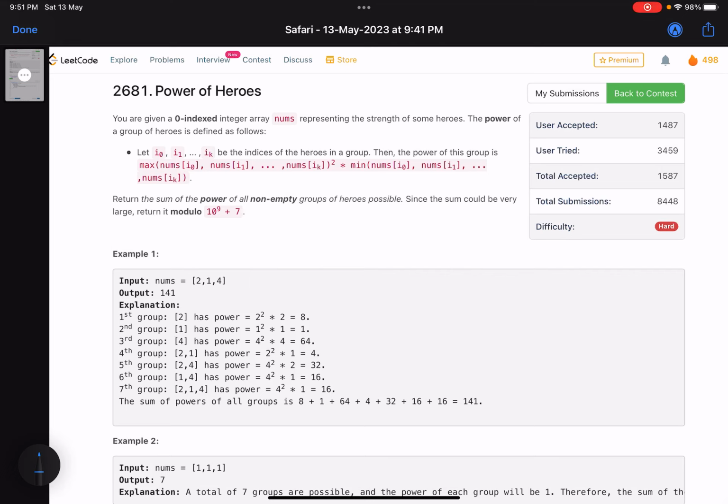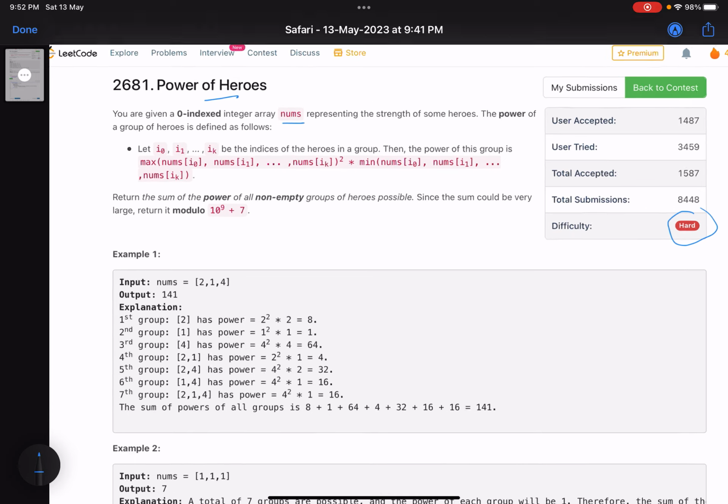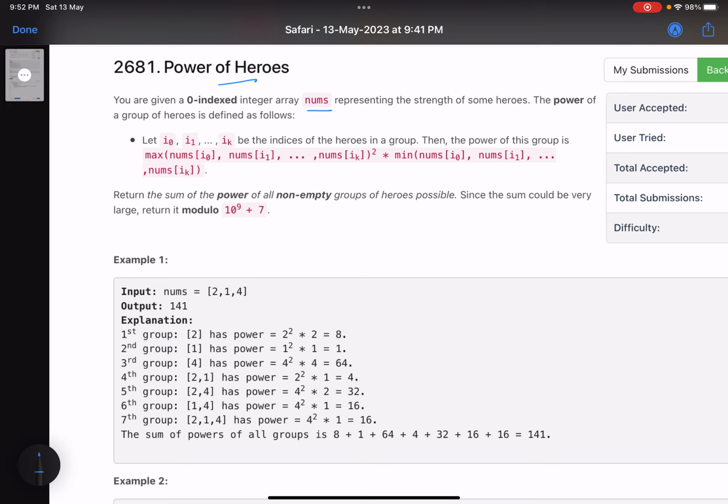So in this video, we'll discuss the last problem of Leetcode BiWeekly contest 104. It's a hard level problem. The problem name is Power of Heroes. It says that you are given a zero indexed integer array nums representing the strength of some heroes. The power of a group of heroes is defined as this.